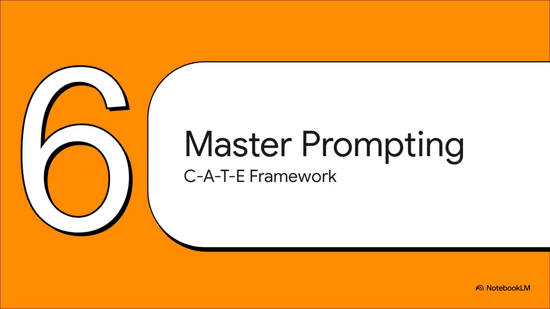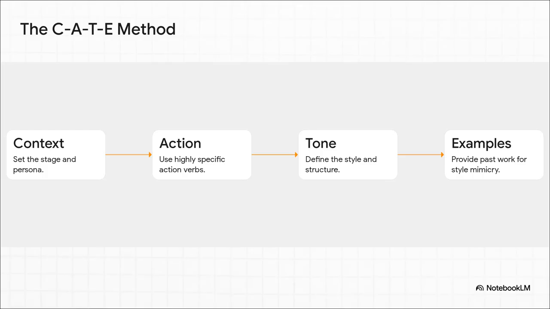Section 6. Master Prompting. The CATE Framework. All right, here is the actionable payoff. Traditional simple prompts simply will not unlock Gemini's full potential. To get the absolute best results, you need a cheat code, and that is the CATE framework: context, action, tone, and examples. If you methodically provide these 4 things, you completely eliminate those generic, robotic-sounding responses.